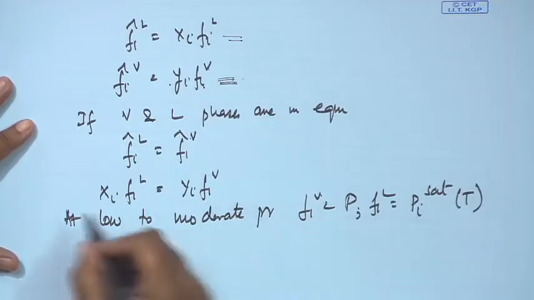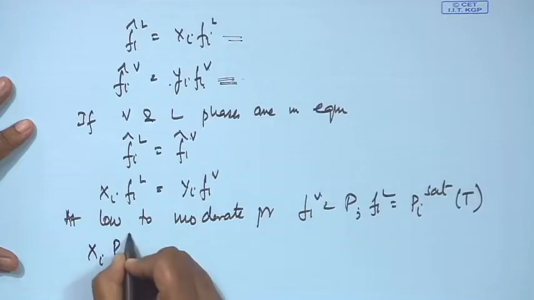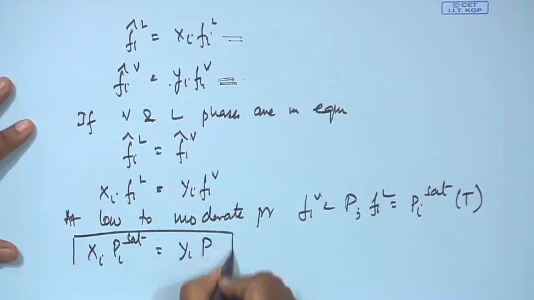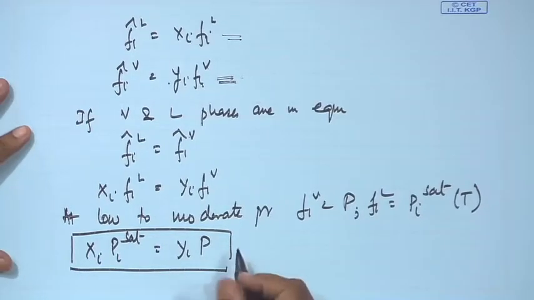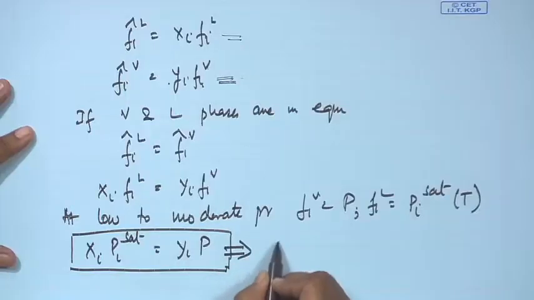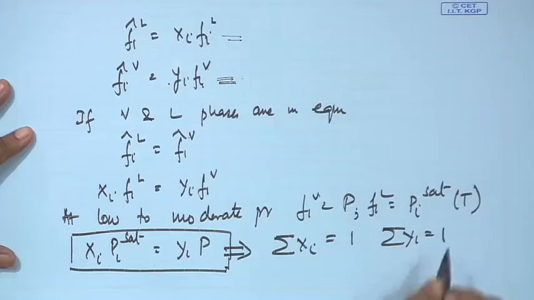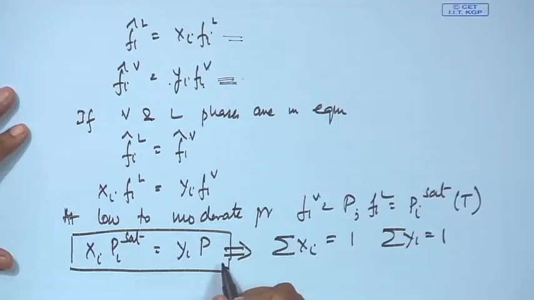So, on substituting these, what do I get? At low to moderate pressure the equation for phase equilibrium reduces to this. This is the most important equation that we use for finding out the phase equilibrium problems, and this along with the additional constraints that sigma x_i should be equal to 1 and sigma y_i equals 1, this whole set gives us the different phase equilibrium problems that we come across for two component systems of a two phase mixture, right.